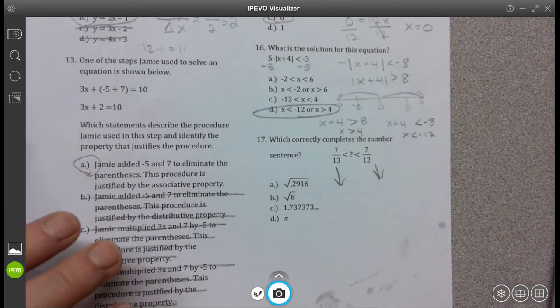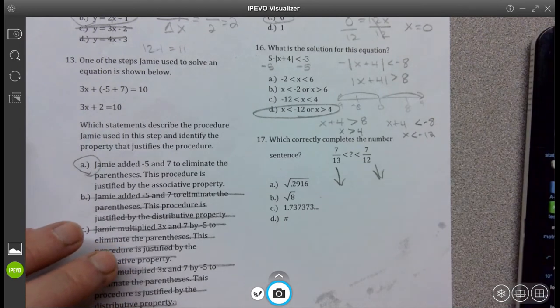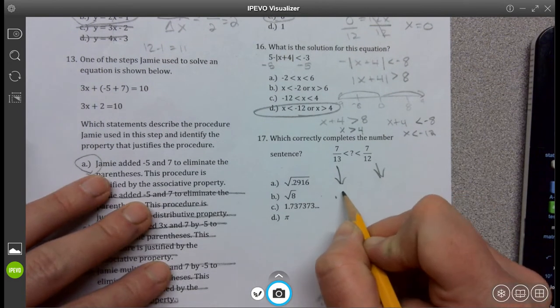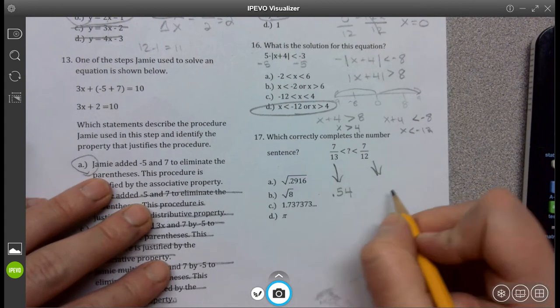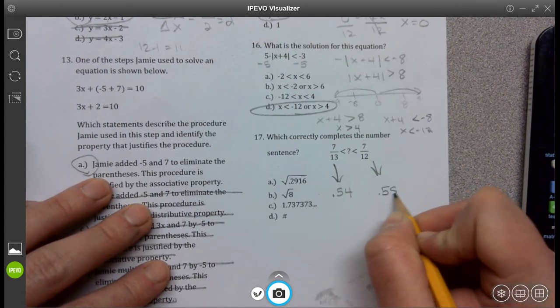Okay, this is all review from the first quarter. Some of you might be rusty on it. Some of you might have not done as well. But that's okay. This is why we're reviewing. And you're just going to do your best.